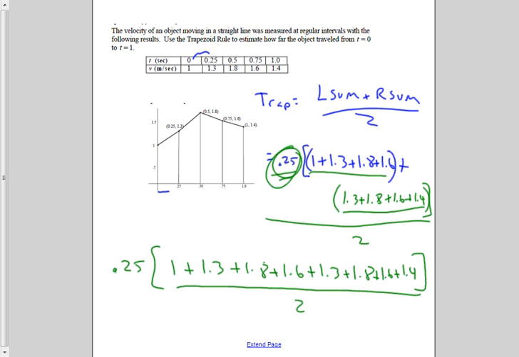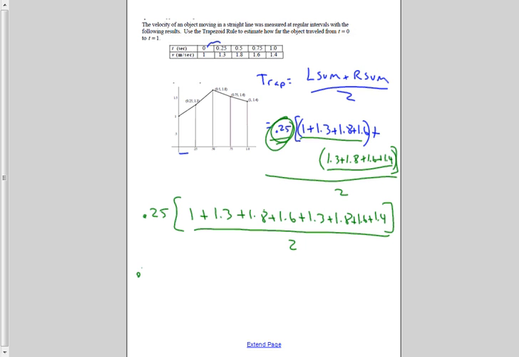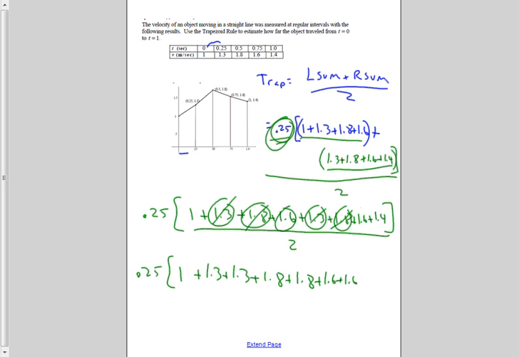Well, let me do some rearranging now, just like I did before. This is 0.25, 1 plus 1.3 plus 1.3. So I'm just putting the like ones together. Plus 1.8 plus 1.8, plus 1.6 plus 1.6, plus 1.4. So notice that every single term is repeated except for our last terms. And this is all divided by 2.